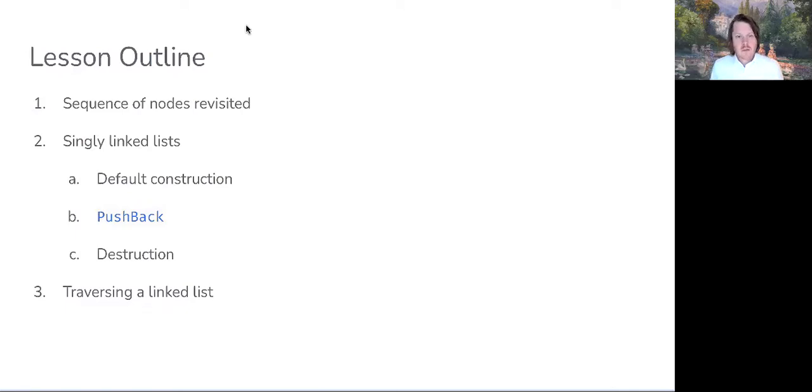We will then introduce a very primitive singly linked list class, which will only have three behaviors. We'll go ahead and define a default constructor. We will then define a pushback behavior. And finally, we'll define the destructor for this. Obviously, there are a lot more behaviors and ways that we can interact with a sequence of nodes, and we'll leave a couple of these, hopefully, for an interactive activity embedded within this lesson.